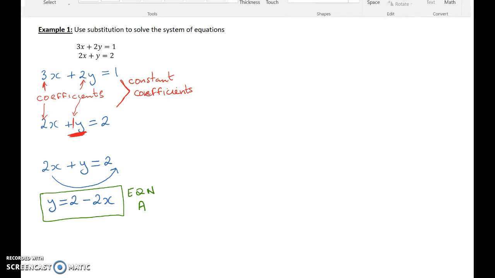Okay, now step 3 was to go to the other equation, the one we haven't used yet. So we used 2x plus y equals 2. We're now going to go to the other equation, 3x plus 2y is equal to 1. Now if you look down at the bottom on the left hand side, we found out that y is equal to 2 minus 2x. In other words, we got y on its own.